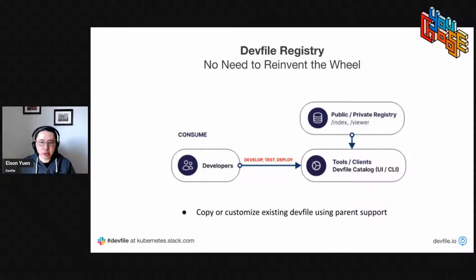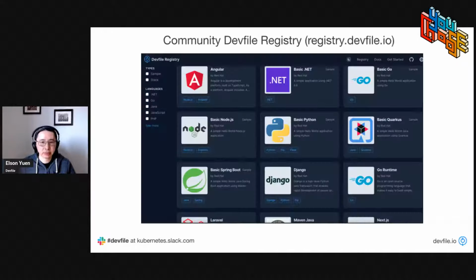As developers, we don't want to reinvent the wheel. That's why we've got the Devfile registry, a collection of Devfiles available out there. Developers can use tools that can list the Devfile catalog, or go to the web UI that shows the catalogs. Once you find, let's say, a Node application, copy the Node Devfile from there and put it into your project. Or you can use the parent support to refer to a Devfile on a registry and then customize based on that.